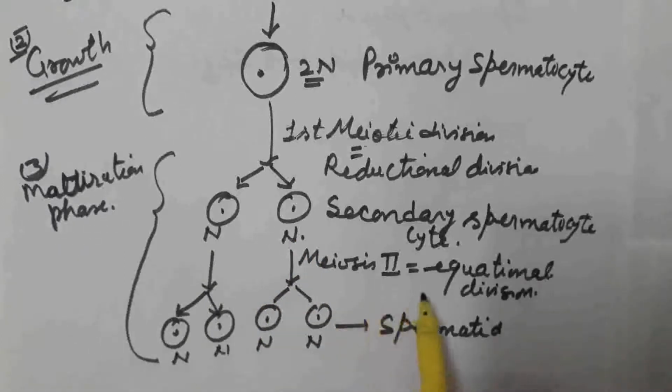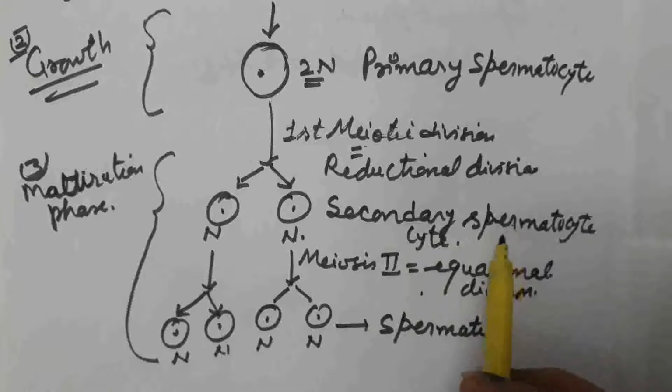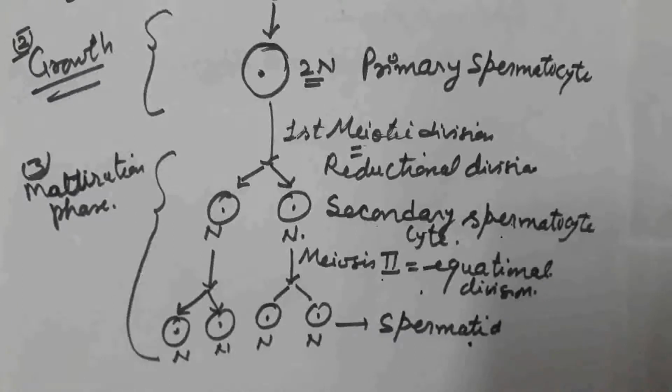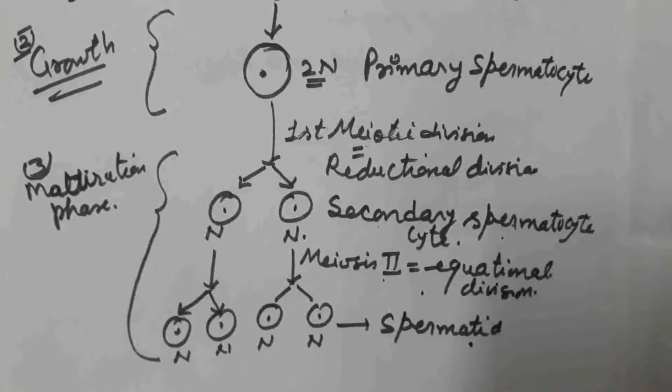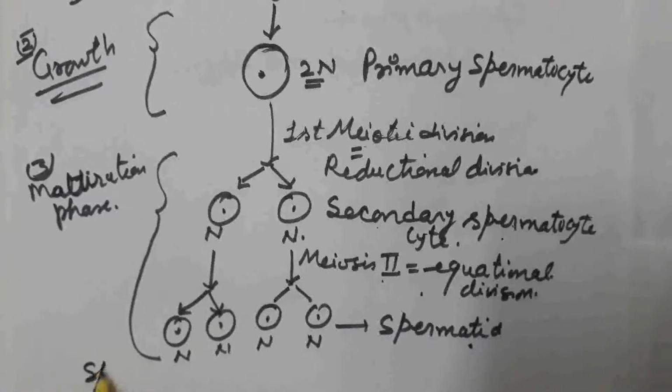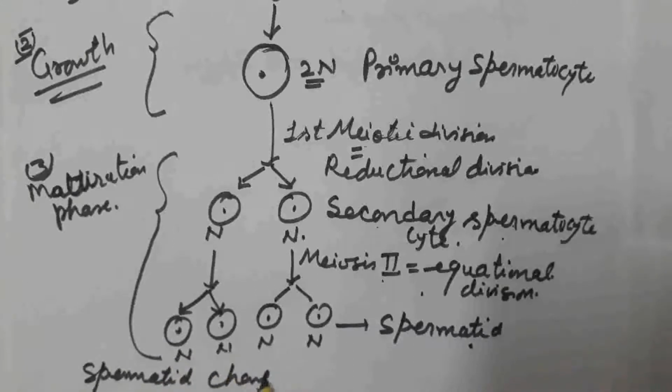Now the second meiosis division takes place in the secondary spermatocyte. Meiosis second is the equational division. From the secondary spermatocyte, after the second meiosis division, spermatids are produced, in which the chromosome number is equal to n, that is the haploid number of chromosomes. Now the second step starts, in which the spermatid changes into an actual sperm.